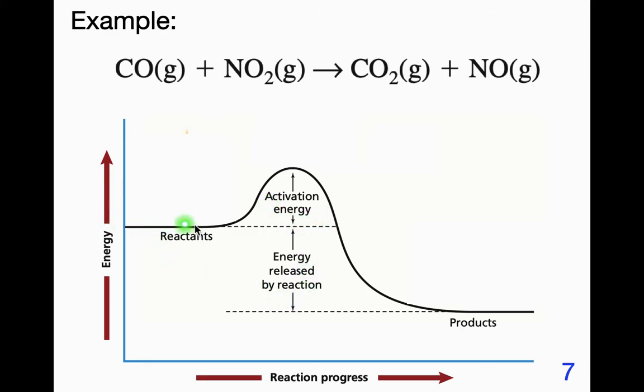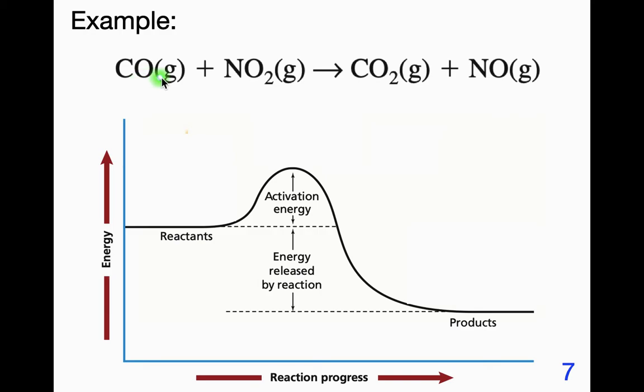So the reactants, recall, have a certain amount of energy. The products have a certain amount of energy. This would be an exothermic reaction. The reactants have more energy than the products, and so the products minus the reactants will give you a negative value. And so this is an exothermic reaction. But what we didn't look at before is this additional energy that's necessary for the reaction to take place.